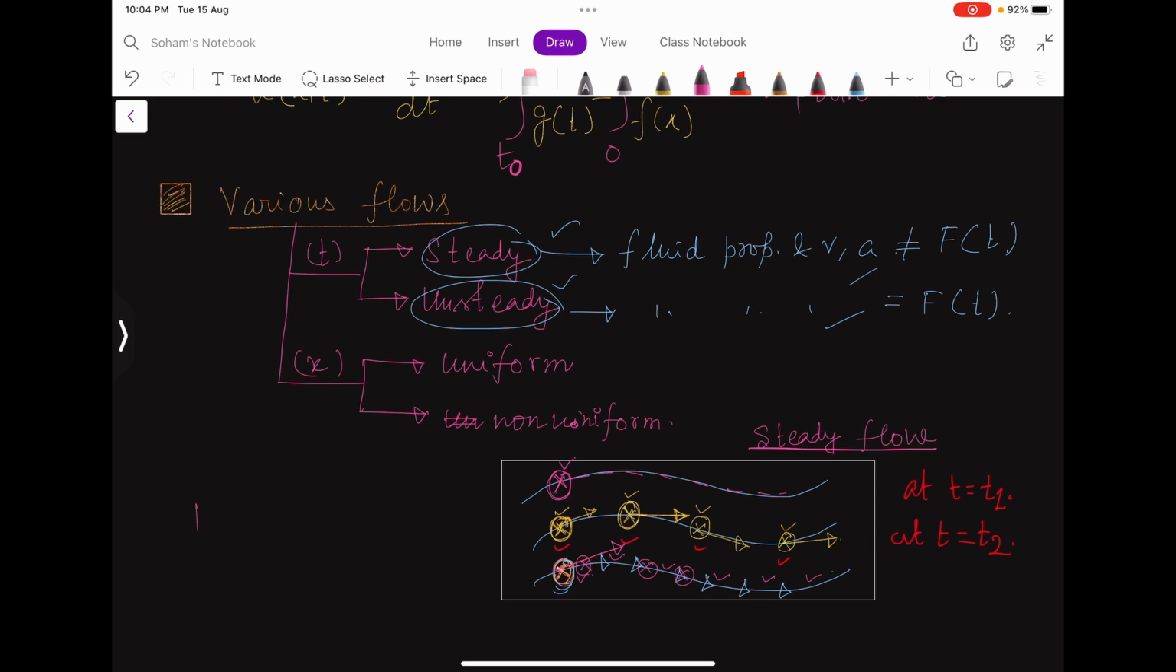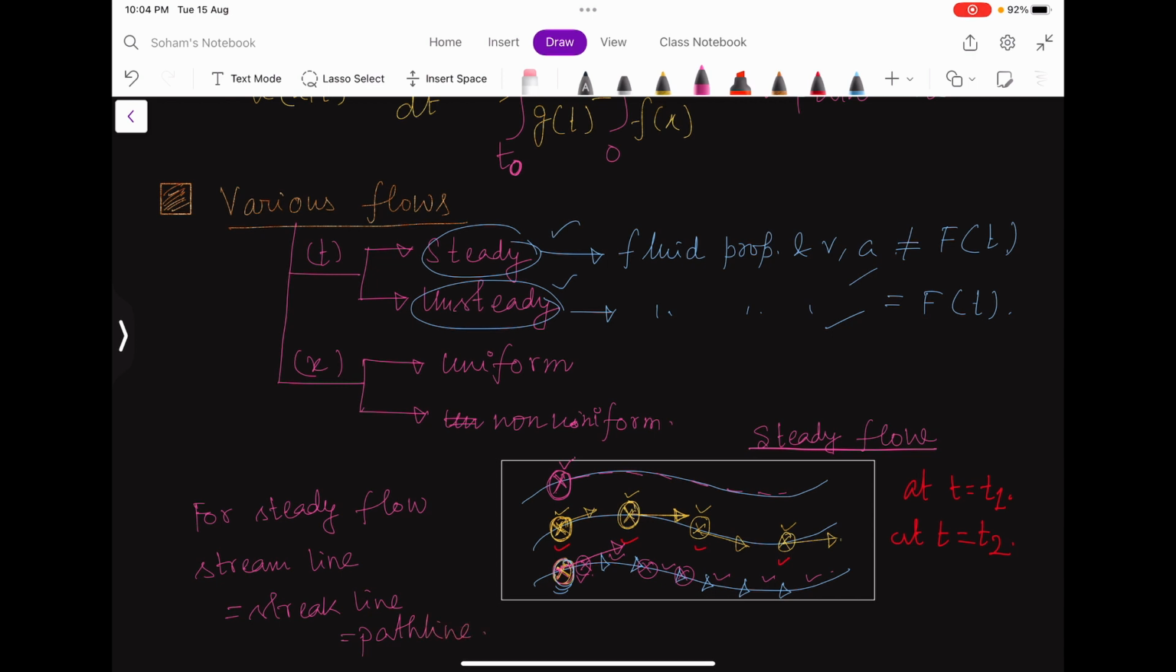So for steady flow, streamline equals streak line equals path line. This was a very important concept.